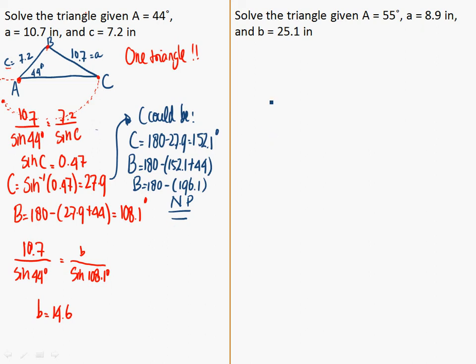Okay, then the last one, and this is particularly for those of you that don't like drawing. You get used to doing all this, and you see that's just A, so it's 8.9 over the sine of 55. And then I can just do B, which is given to us, 25.1 divided by the sine of B. You solve this for the sine of B, and you get 2.3. Then you take the inverse sine of this, and the calculator tells error.